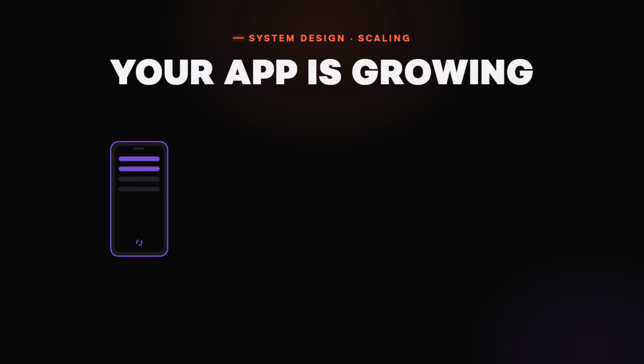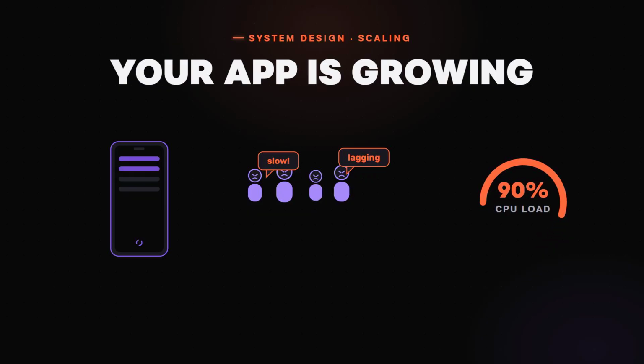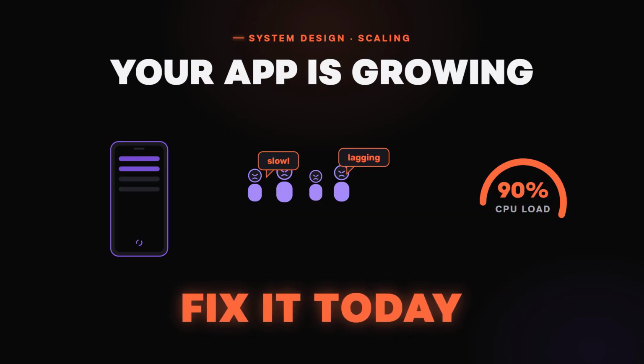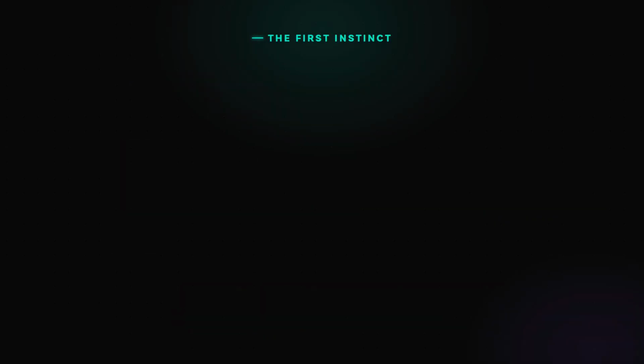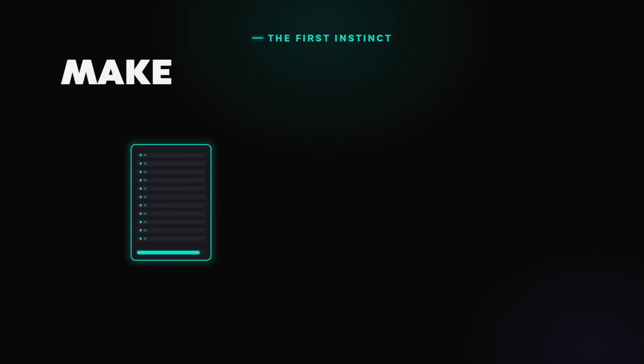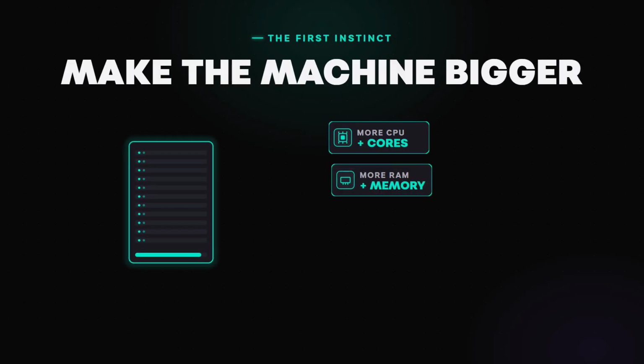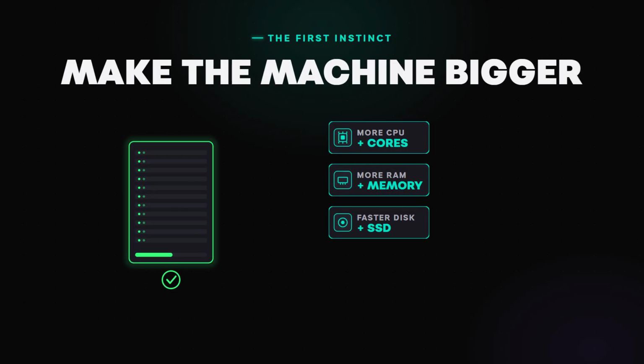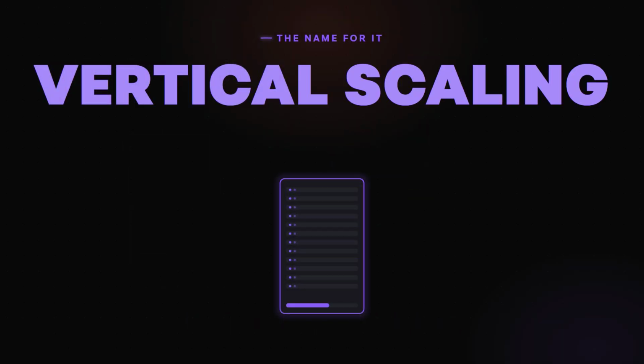Your app is growing, users are complaining that it's slow. Your single server is at 90% CPU and you need to fix it today, not next quarter, not after a big architectural rewrite. Today. So you do what every engineer does first. You make the machine bigger: more CPU, more RAM, a faster disk, and it works. The slowness goes away, the complaints stop, you ship nothing and it's fixed.